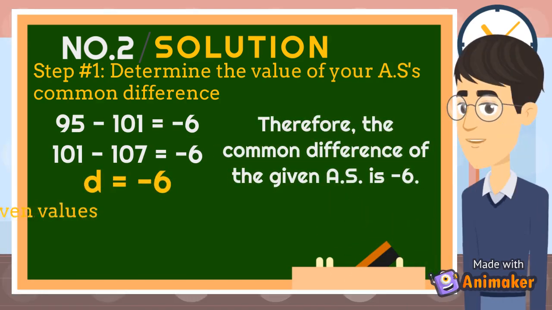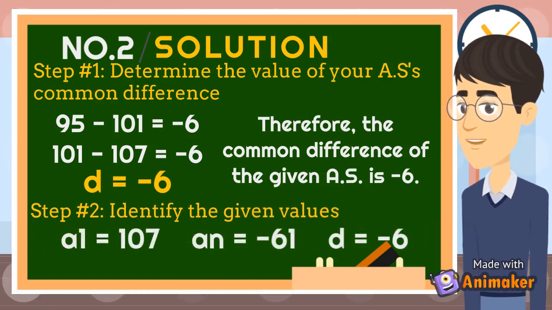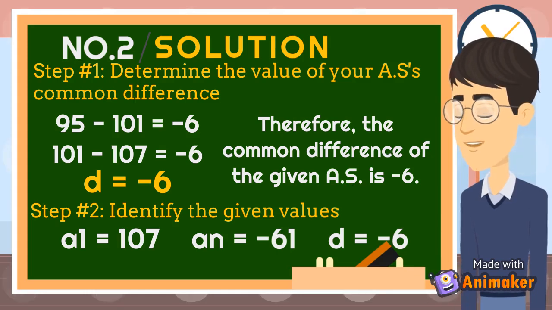Next, let us now identify all the given values. We have the first term, or the a sub 1, which is 107. Negative 61 is the a sub n, and lastly, the common difference, which is equal to negative 6.